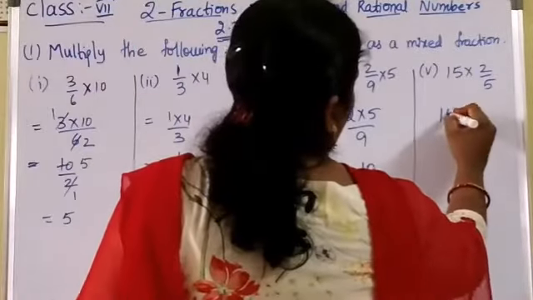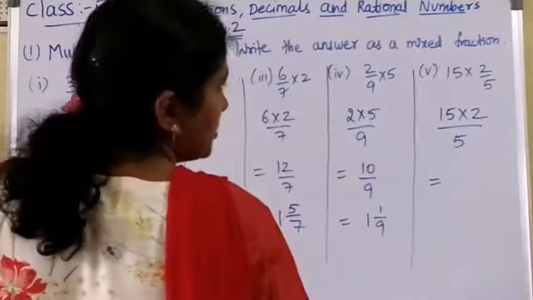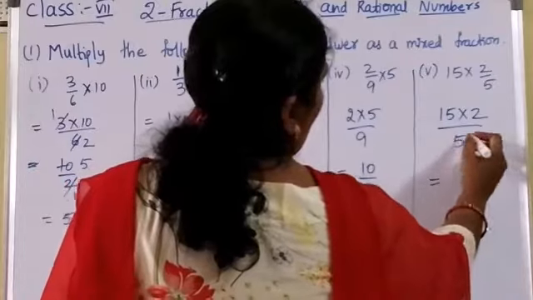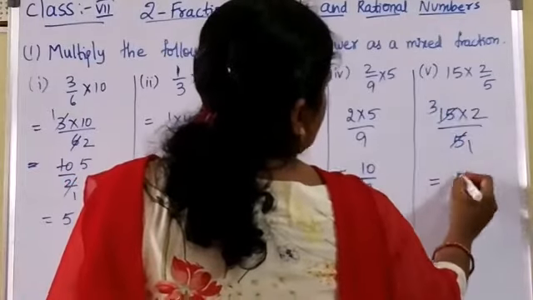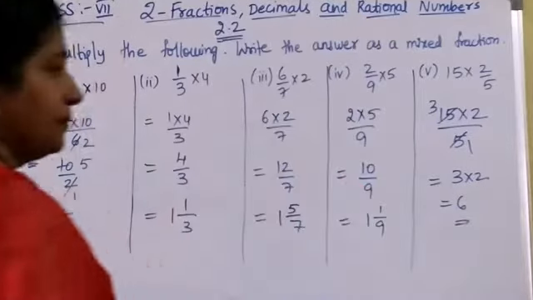Coming to here, you get 15 into 2 by 5. So any cancellation possible here? Yes, 5 and 15 will go. 5 1s are 5, 5 3s are 15. So what is left over? 3 into 2 left over, that is 6 is the answer.